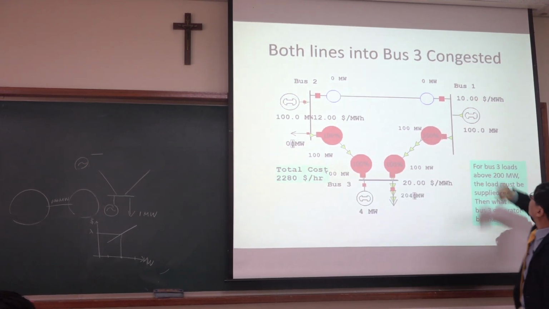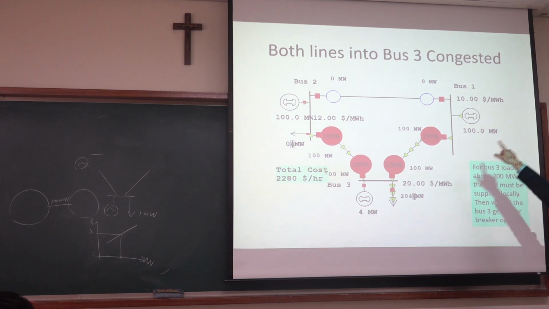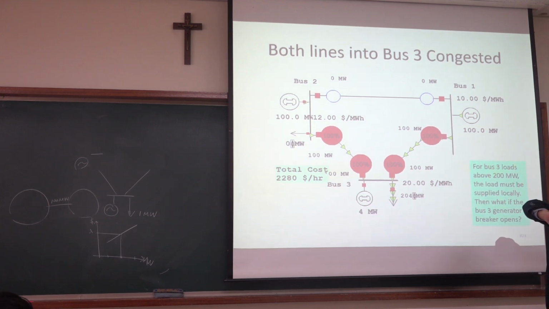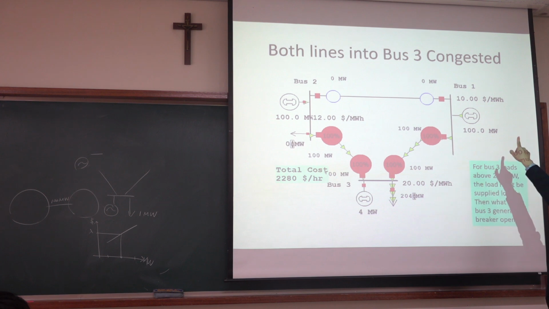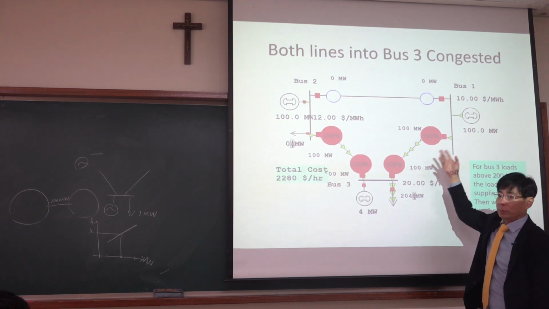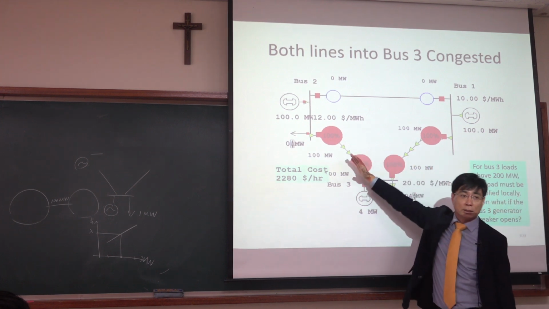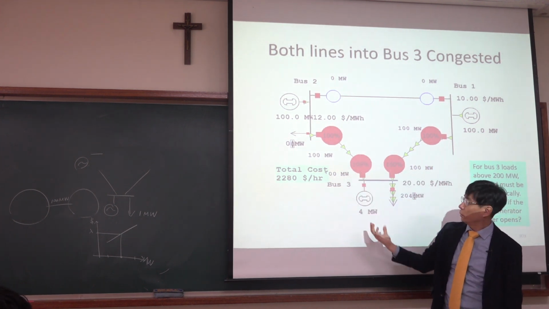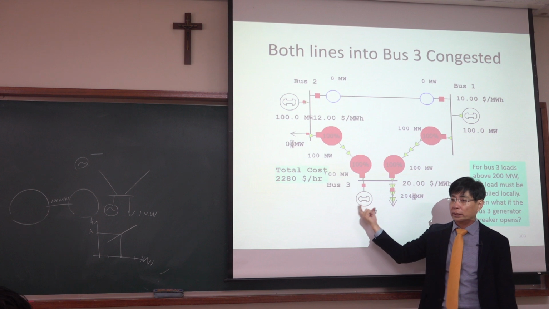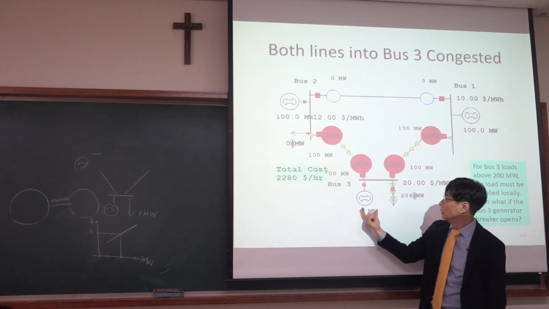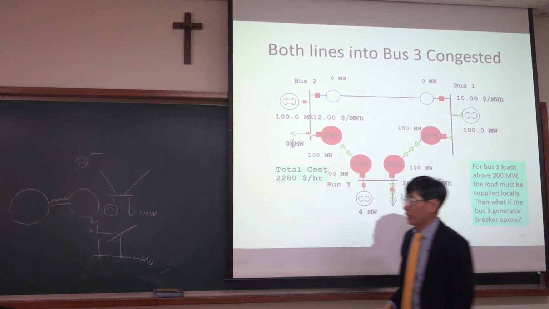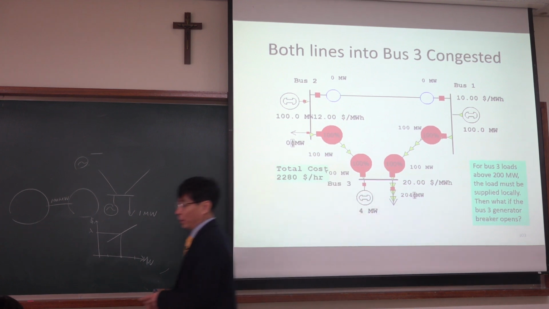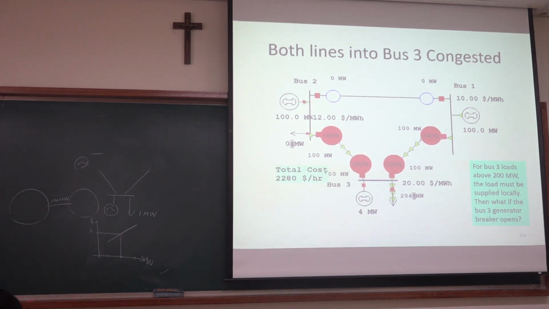What is the output of bus 1 and what is the output of bus 2? 100 megawatt and 100 megawatt. But they cannot increase their output further because these two lines are already congested. So we need to use the most expensive one here, right? So the LMP in this case at bus 3 is now $20 per megawatt hour.